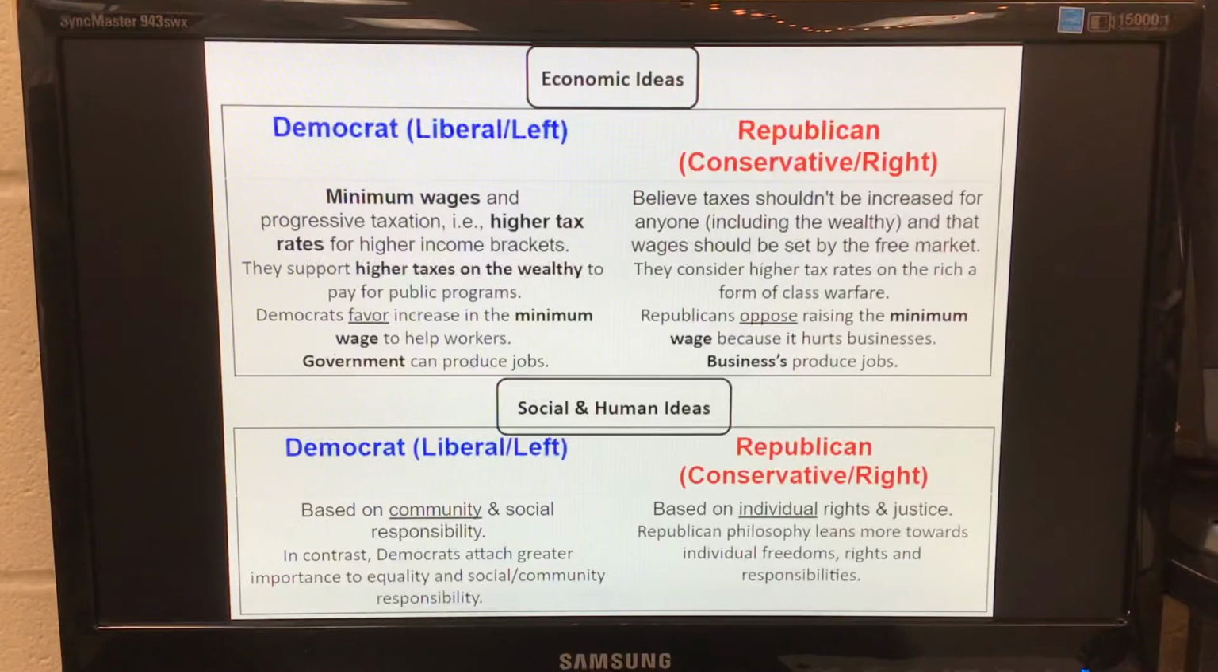Whereas the Republican Party is more based on individual rights and justice, okay? More about the individual, okay?